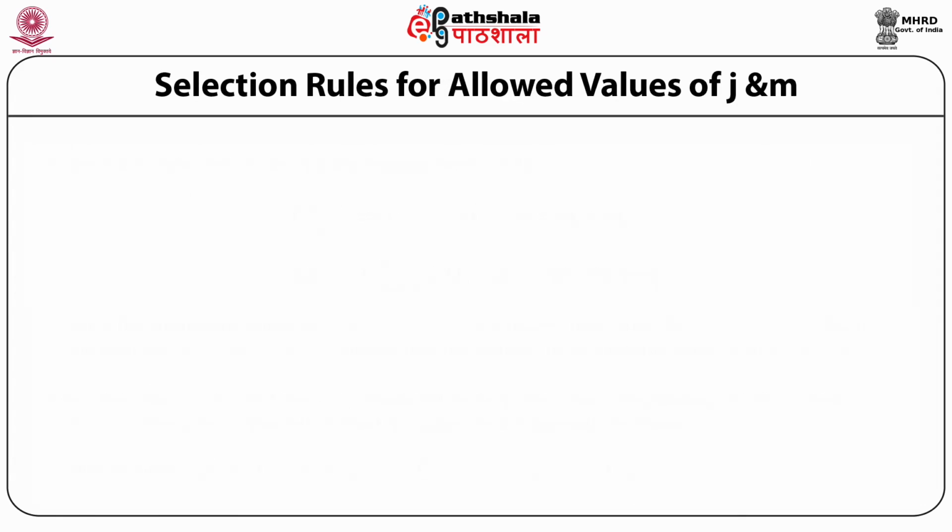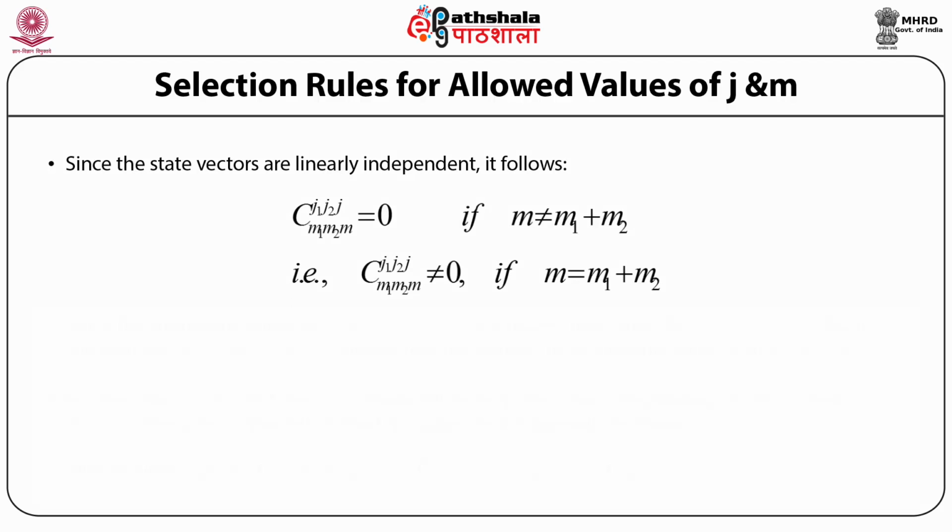Selection rules for allowed values of j and m. That means selection rules for the allowed values of total angular momentum j and the magnetic quantum number m. Now, since the state vectors are linearly independent, it follows that the Clebsch-Gordan coefficients C subscript m1, m2, m superscript j1, j2, j turn out to be equal to 0 if m is not equal to m1 plus m2, according to the relation that we have discussed earlier. And the Clebsch-Gordan coefficients C subscript m1, m2, m superscript j1, j2, j are not equal to 0 if m is equal to m1 plus m2.